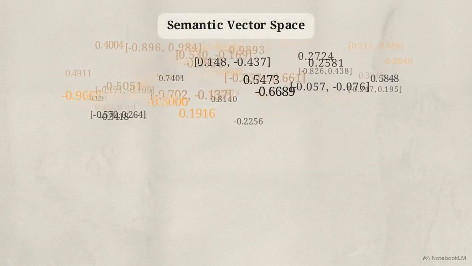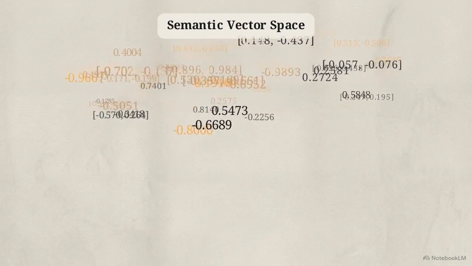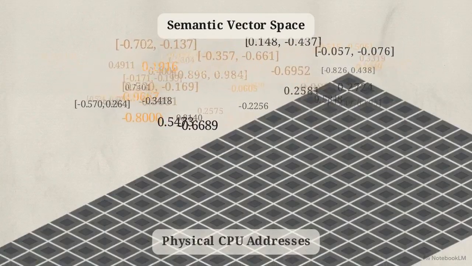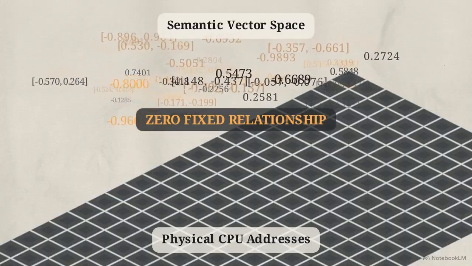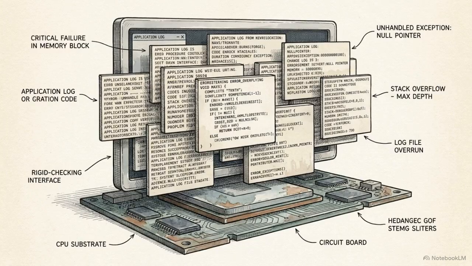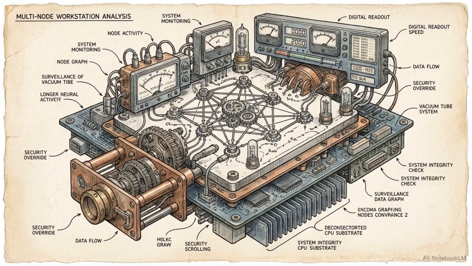Current large language models encode semantic meaning into high-dimensional floating-point vectors. These vectors have zero fixed relationship to physical CPU addresses. The industry attempts to solve this architectural drift using more software. They layer Turing-complete algorithms like reinforcement learning from human feedback or constitutional AI over the base models to monitor behavior.